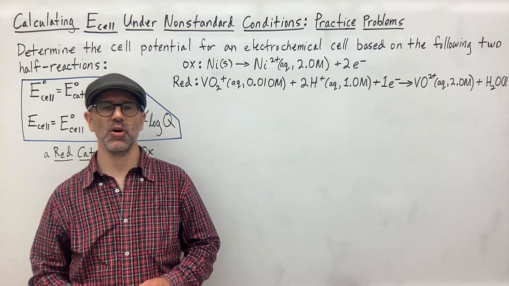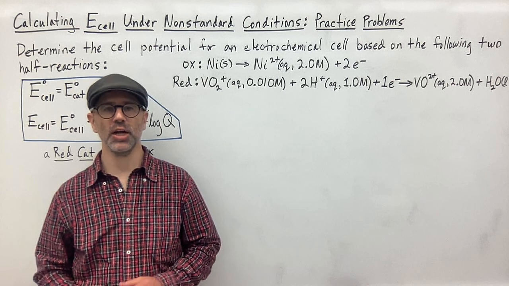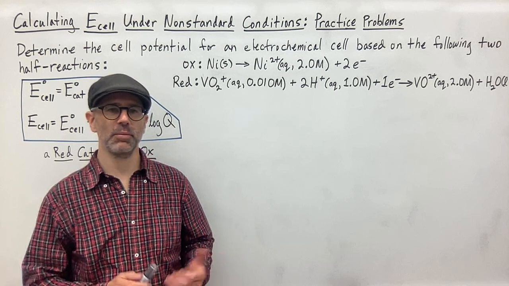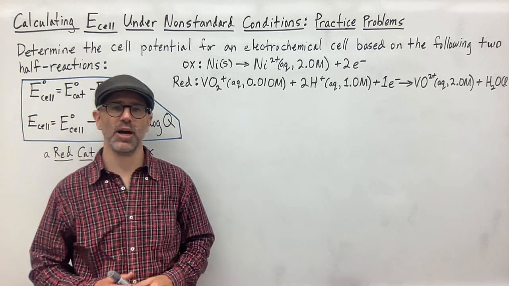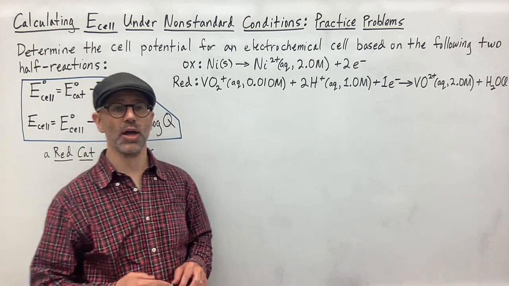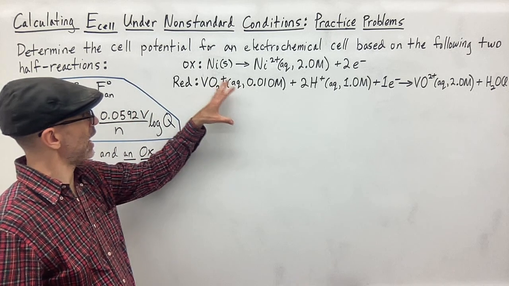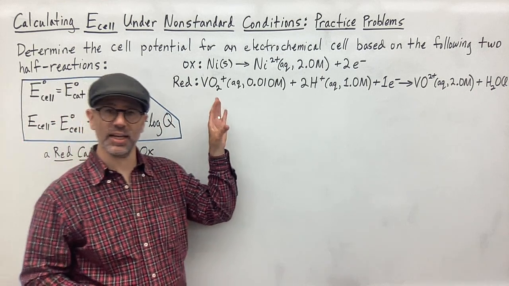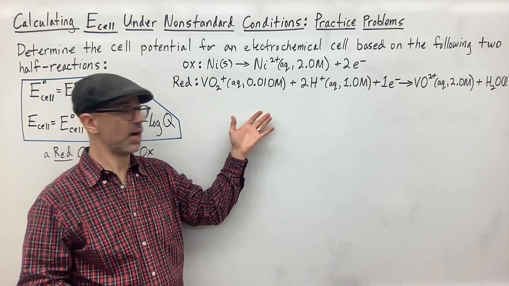My name is Mr. Cobalt, and in this video I'm going to be going over how to calculate the cell potential under non-standard conditions. So this is practice problem number 2. In the previous problem I had two half reactions, and I showed you how to figure out what the non-standard cell potential is. So here are two other half reactions that were given. Again, we're given these oxidation and reduction half reactions, and we're asked to find the electrochemical potential of the cell under these non-standard conditions.